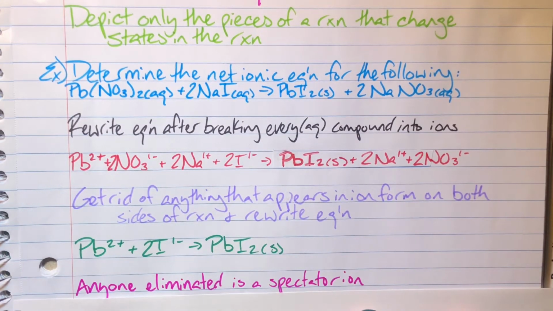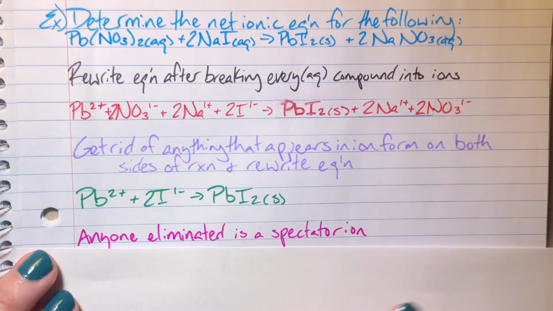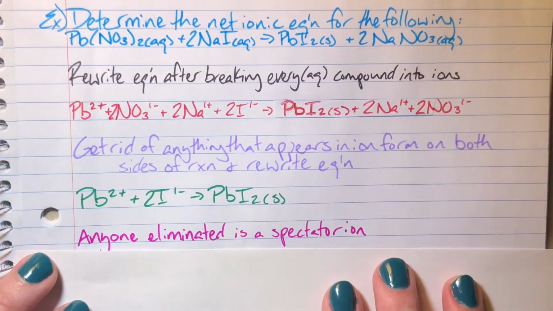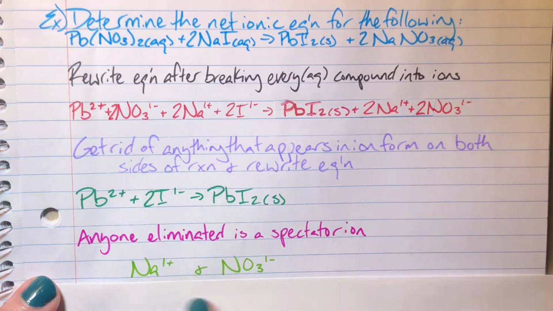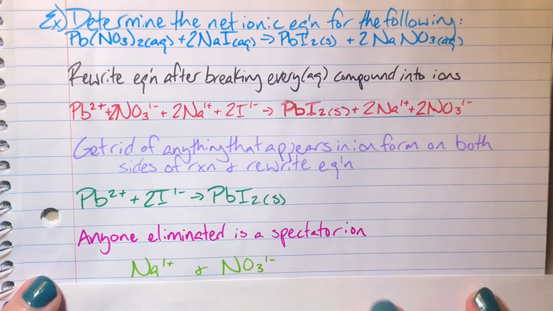Anybody that I eliminated is what is called a spectator ion. This means that they didn't truly participate in the reaction, although they did hook up with somebody new. It's only because that was the only person that was left over, and they didn't form a very tight bond. They didn't precipitate out. So all of the people that I eliminated, those are my spectators, and that would be my sodium with a positive 1 charge and nitrate with a negative 1 charge.